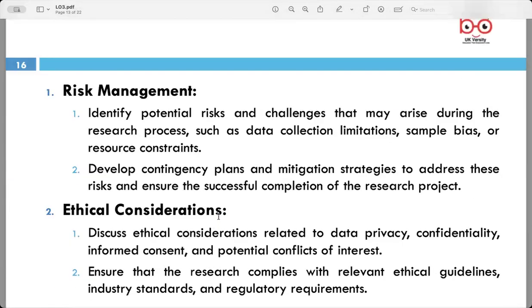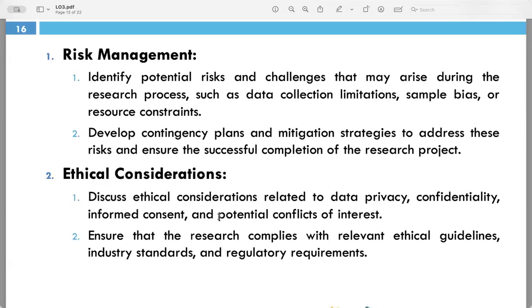Risk management involves identifying potential risks and challenges that may arise during the research process, such as limitations in data collection, sample bias, or resource constraints. Contingency plans and mitigation strategies are developed to address these risks and ensure the successful completion of the research project. By proactively addressing potential challenges, organizations can minimize disruptions and optimize the research outcomes.